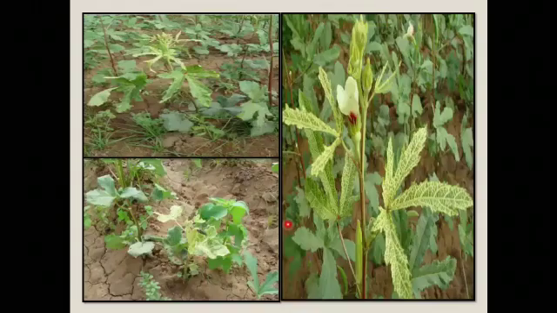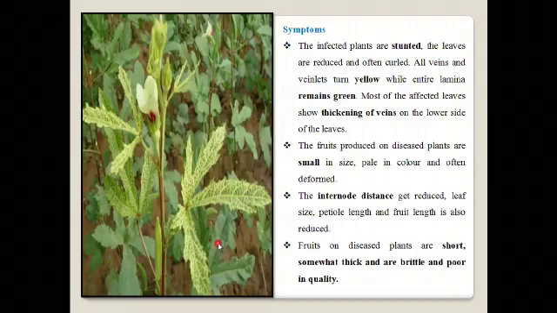Okay, so this is a virus-infected plant seen in bhendi fields. Okay, so these are the infected plants. The height of these plants is generally short because this virus generally infects the younger seedlings of the bhendi crop. So that's why the height of the plant is also stunted.